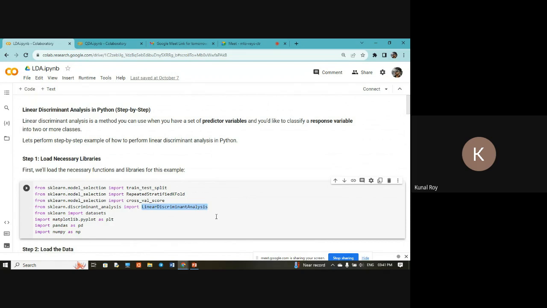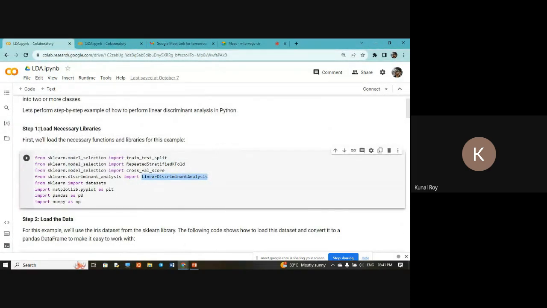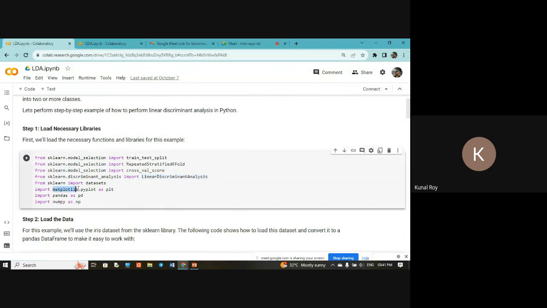You do not have to calculate the covariance, the variance, or the center of mass. It will be handled by the compiler itself. So Python makes this linear discriminant analysis model available; I just have to call the function, take a model, and implement it. First and foremost, we have to load the necessary libraries: sklearn, matplotlib, and pandas. Matplotlib is used to plot or visualize whatever data we have taken.